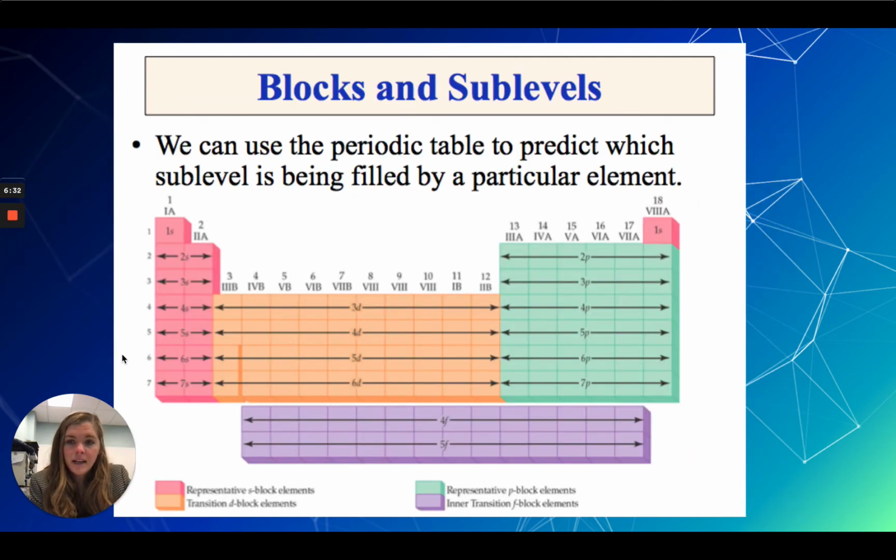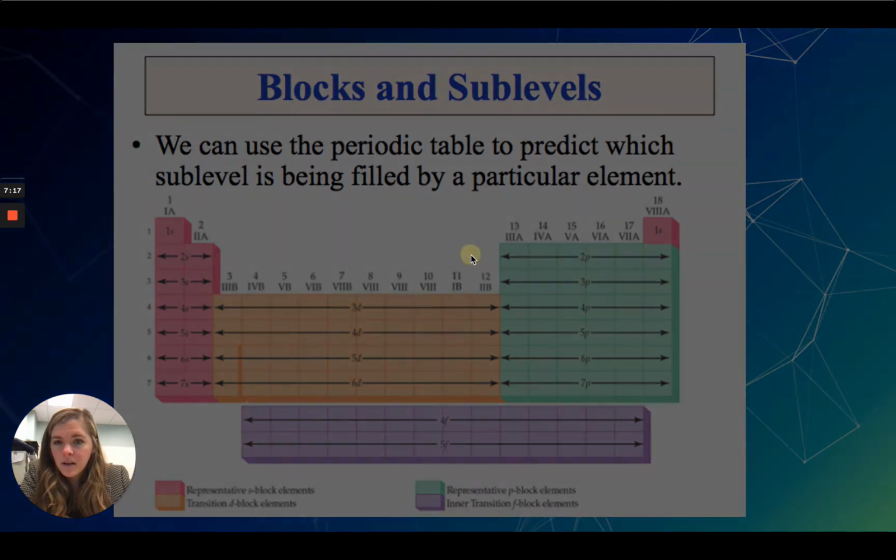We can use the periodic table to help predict which sublevel is going to be filled by different elements. The periodic table is broken up into different blocks. These first 2 columns here are the S block. This middle section is the D block. This green is the P block. And here too we just have an extra helium that belongs here. The purple at the bottom is the F block. If we're looking here, we know that boron is located in the P block. We would go 1s2, then 2s2, and then we have 2p1.